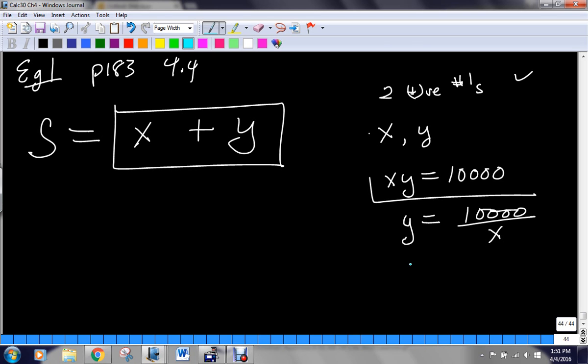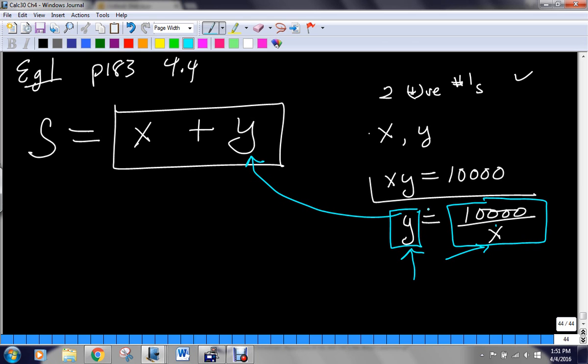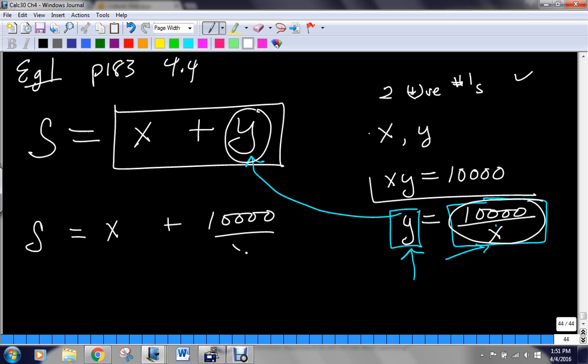And now you have y in terms of x. So you have y all by itself. Notice that y is one of your variables here. So because of this statement of equality, you can actually put 10,000 divided by x in place of y, and then you've eliminated the second variable. So I'll say that again. You can replace y with 10,000 divided by x because that's actually what y equals given the other information in the problem. So now we have x plus 10,000 divided by x.